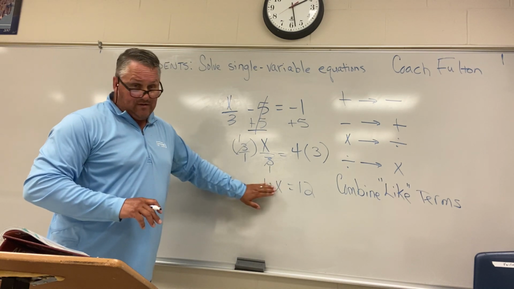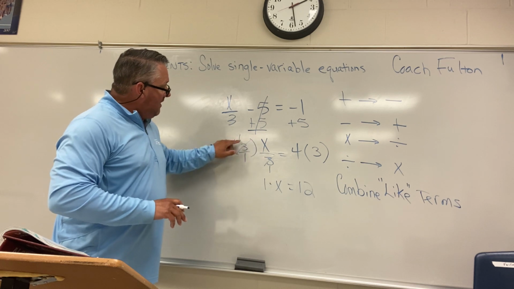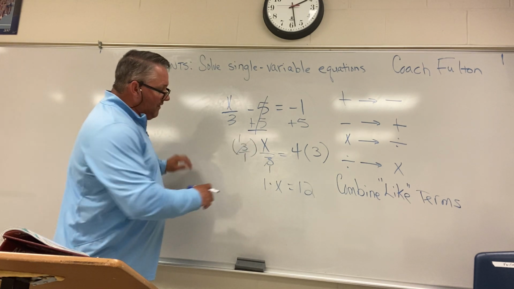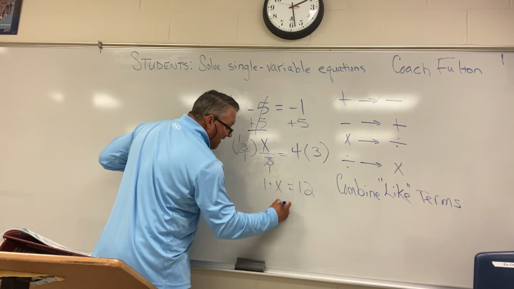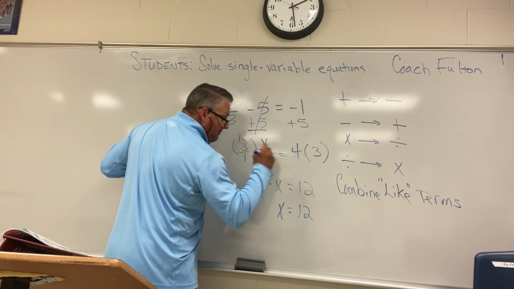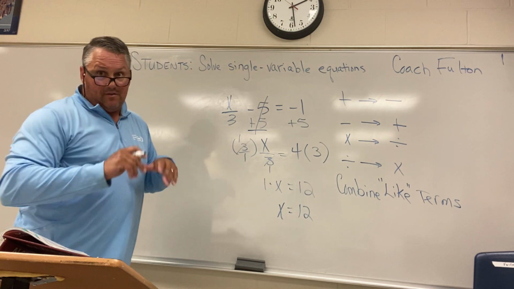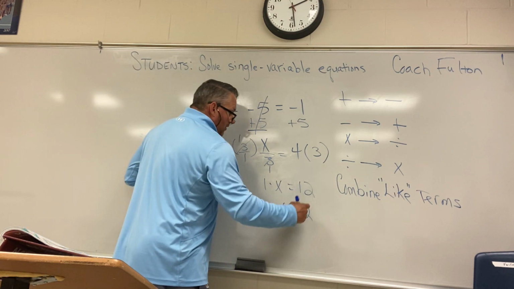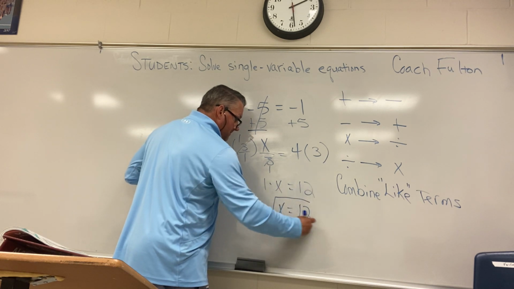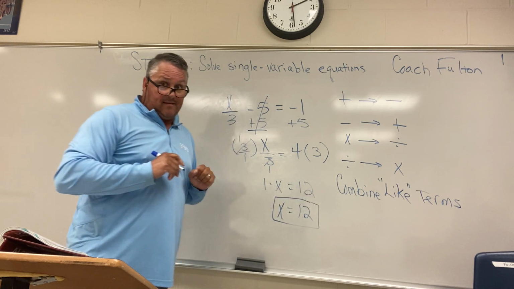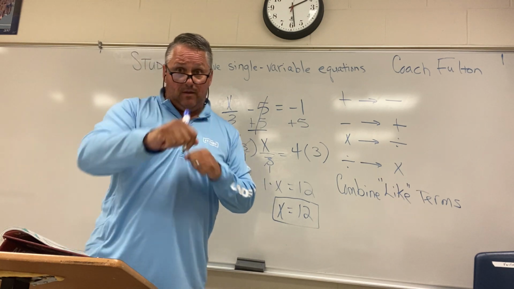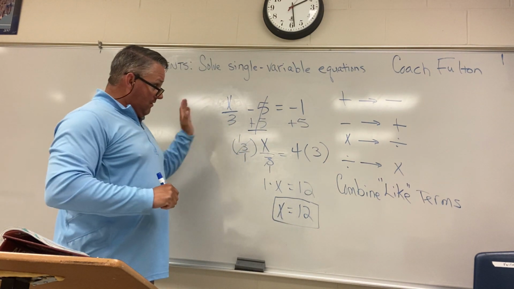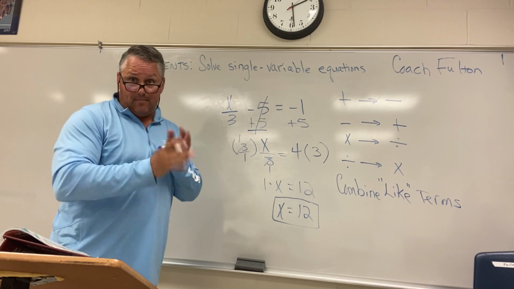But I always like to show it just to make sure you understand when I cancel. 1 divided by 1 is 1, divided by 1 is 1, left with 1 times x. 1 times x is itself. That's the identity property of multiplication. Anything times 1 is itself. So you're left with x equals 12. Box that answer. Got the answer, got it boxed in, and we're done with that problem.